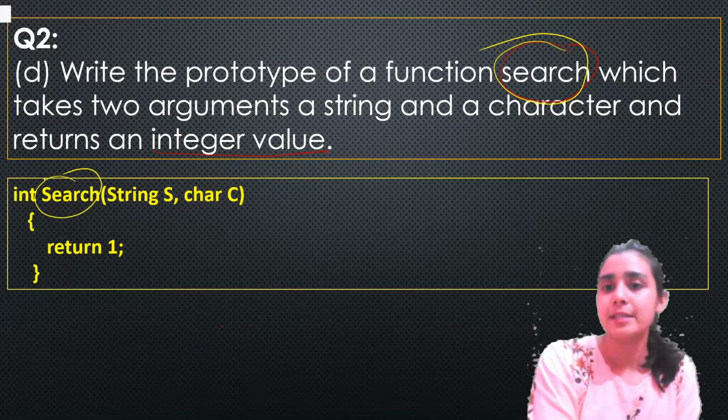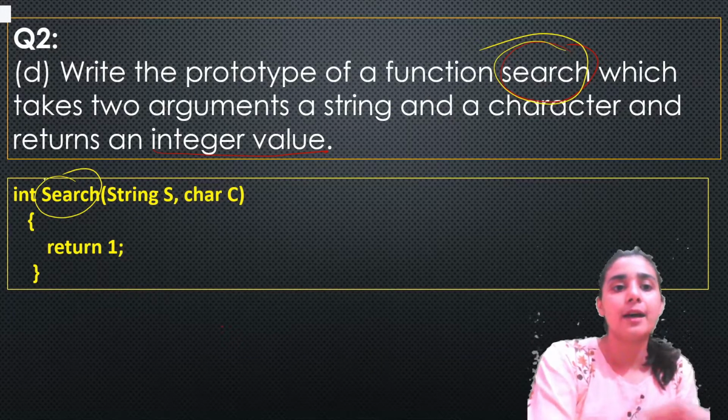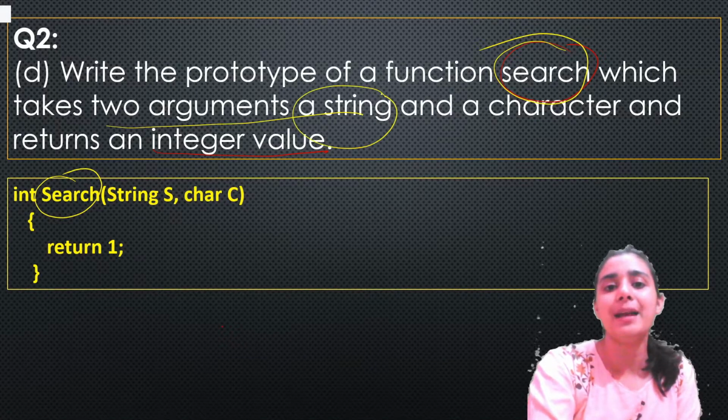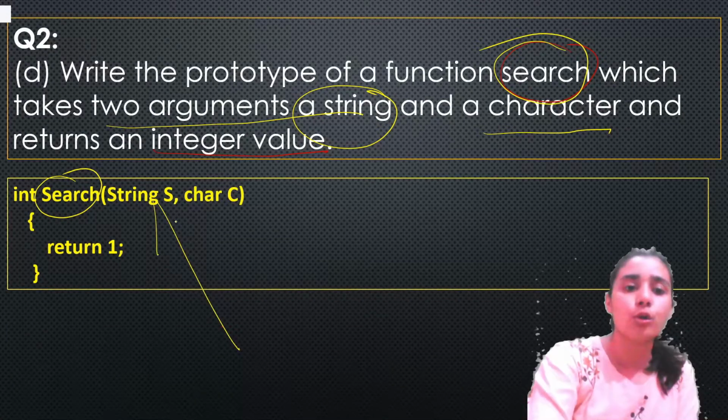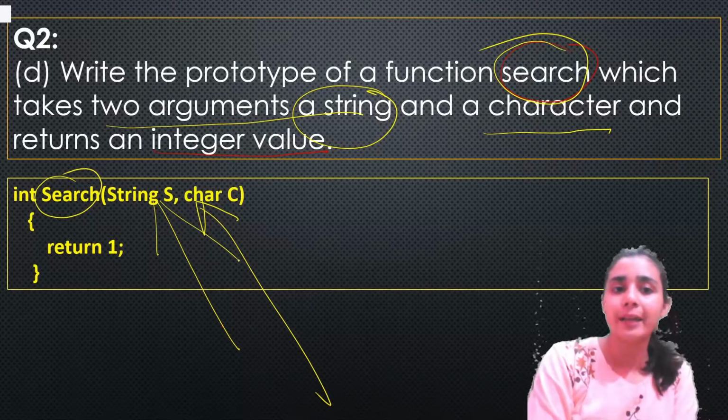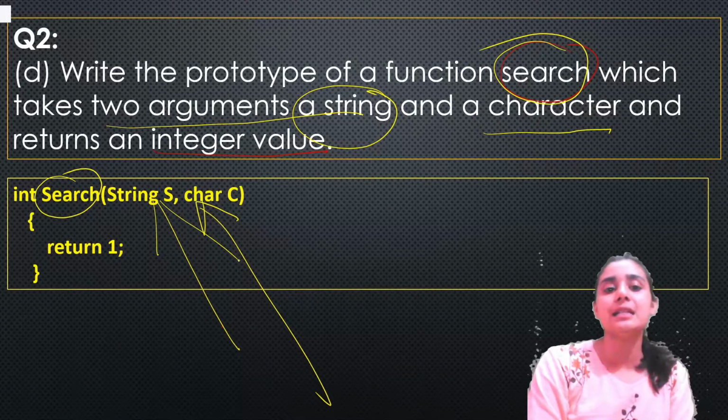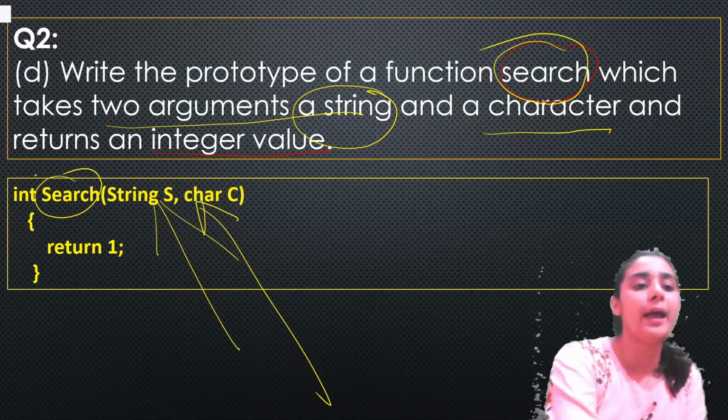So I have given here the search name. It is given there the 2 arguments. One will be a string type, another will be a char type. So I have given that also. Fine. Now it is given there that the return type must be integer, so I have given this.